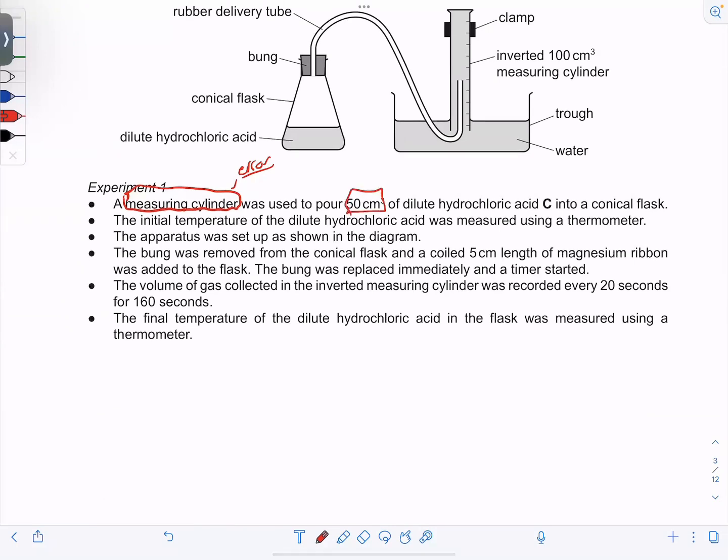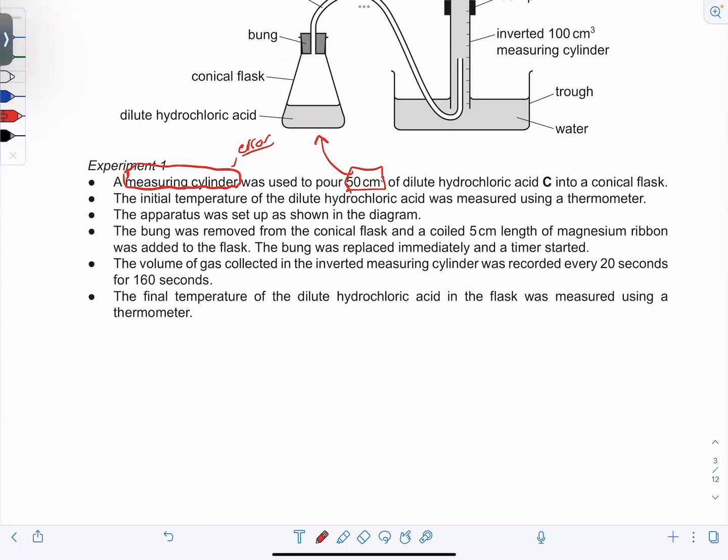And he put 50 centimeter cube of hydrochloric acid into a conical flask. He measured the initial temperature, and then the bung was removed from the conical flask, and a coiled 5 centimeter length of magnesium ribbon was added to the flask, and then the bung was replaced immediately, and the timer was started. After that, the volume of gas collected in the inverted measuring cylinder was recorded every 20 seconds, that is our time interval, and the final temperature of the dilute acid was measured using a thermometer.